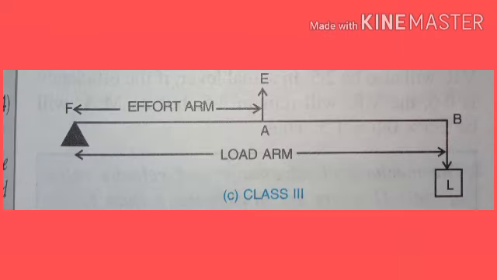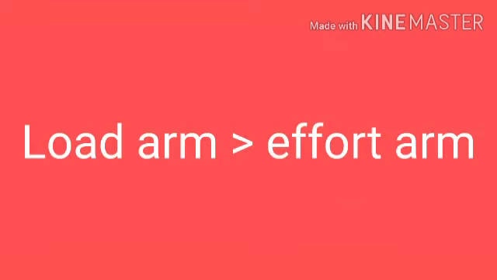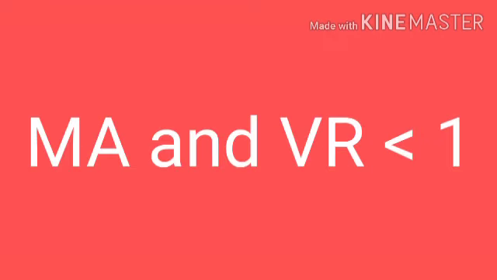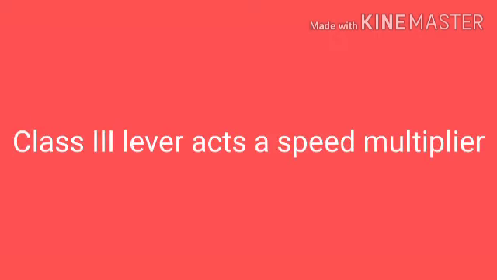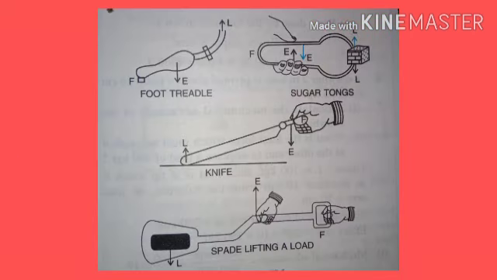And the last one, class 3 lever. In class 3 lever, as you can see, the load arm is always longer than effort arm. Hence, MA and velocity ratio of class 3 lever is always less than 1. However, this type of lever is also useful, as in this class we can apply the effort at a convenient point. A knife, sugar tongs or a fork are the examples of class 3 lever.